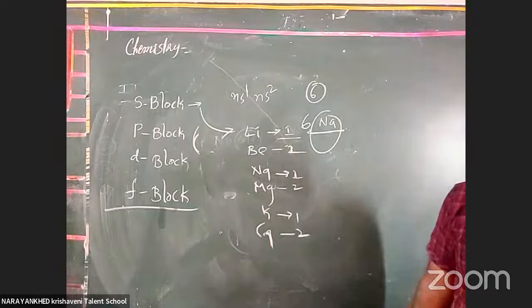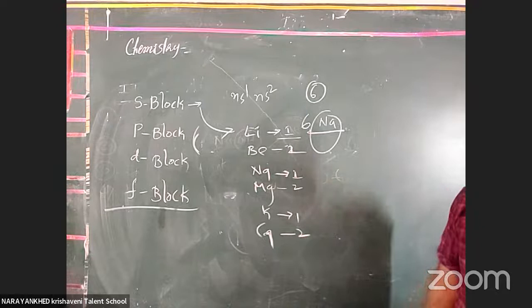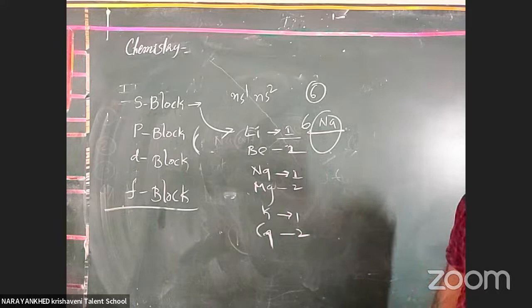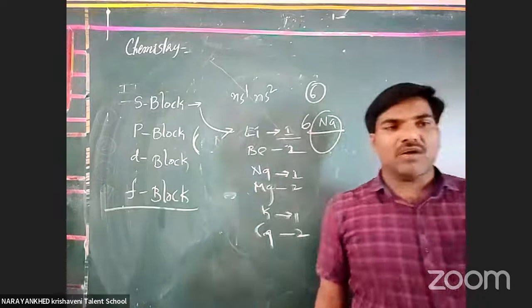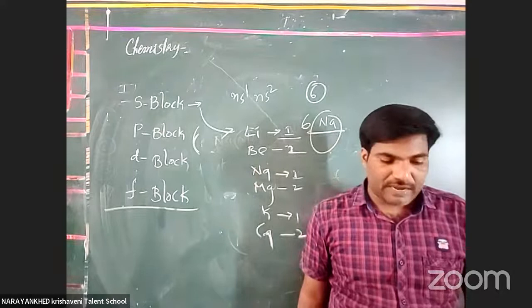The elements of these blocks are soft, malleable and good conductors of heat and electricity. The elements have the largest atomic and ionic radii but the lowest ionization energy. Clear or not, all those students? We already discussed this thing, the ionization energy. Yes, the elements of this block are soft as well as malleable and good conductors of heat and electricity.